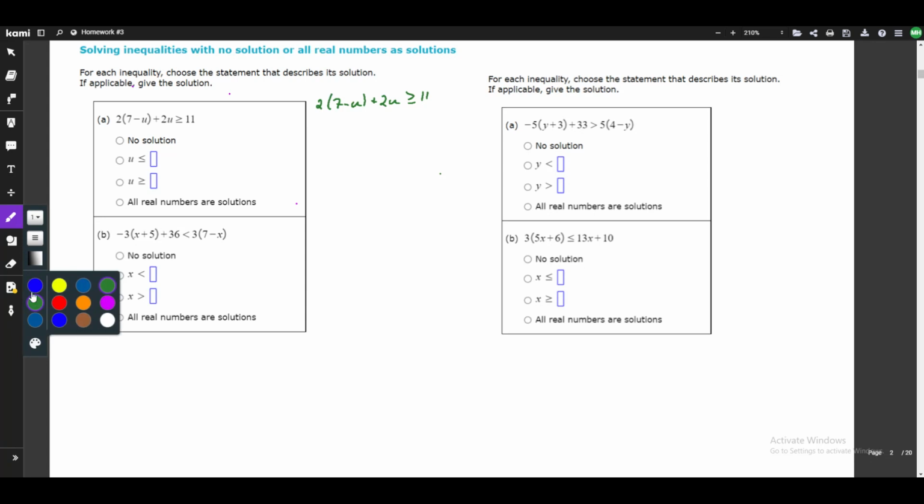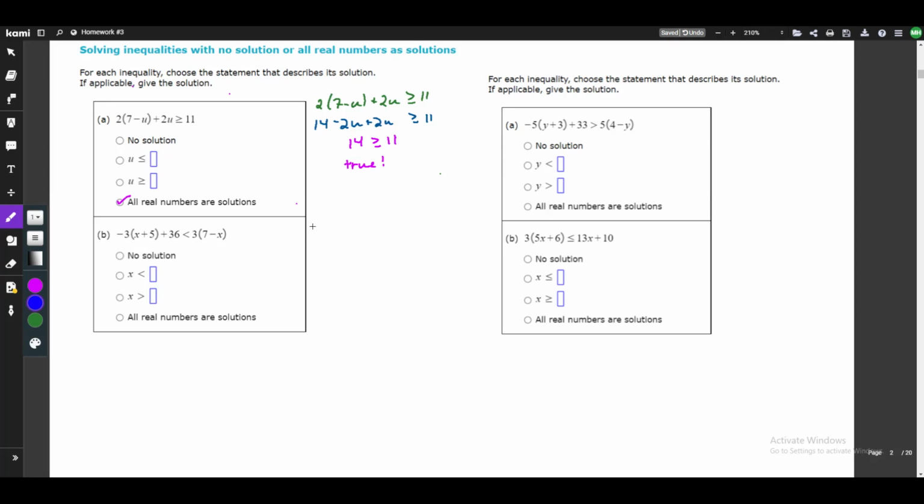So when we're solving this, we are gonna distribute our 2. So we have 14 minus 2u plus 2u is greater than or equal to 11. The minus 2u and the plus 2u cancel out, so I end up with 14 is greater than or equal to 11. This is true all the time because 14 is bigger and it could be equal, but we've got that inequality of bigger. So this is all real numbers can be solutions because my letter canceled out and I have something that's possible.